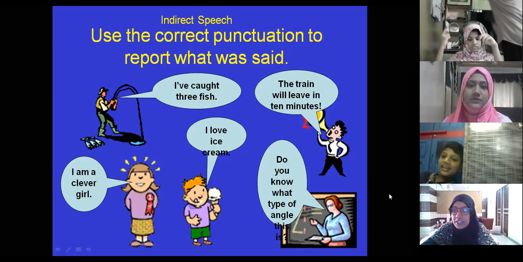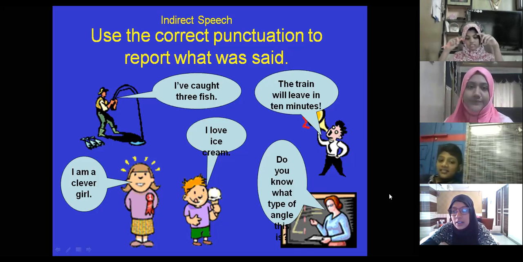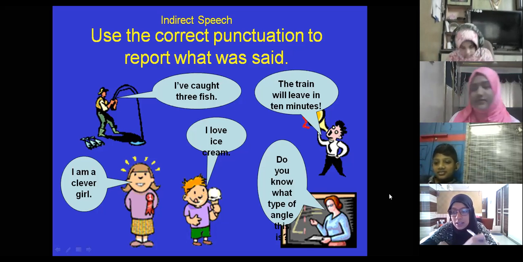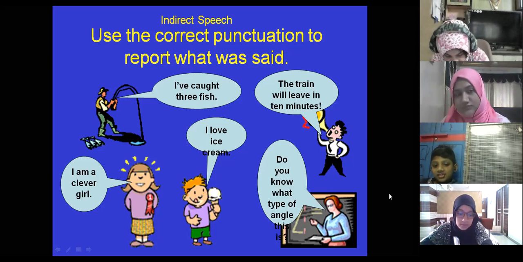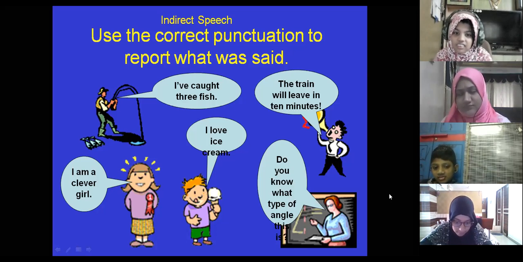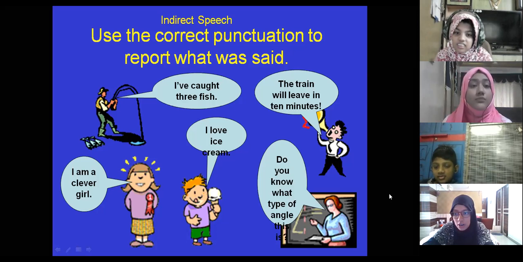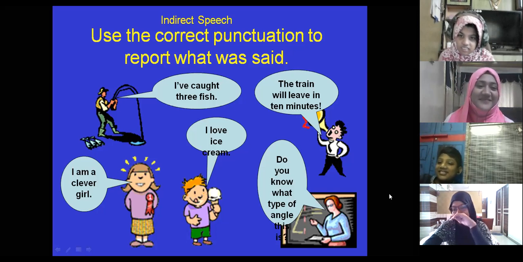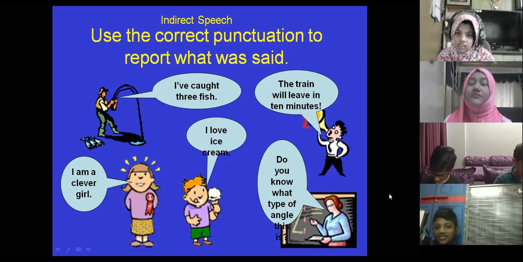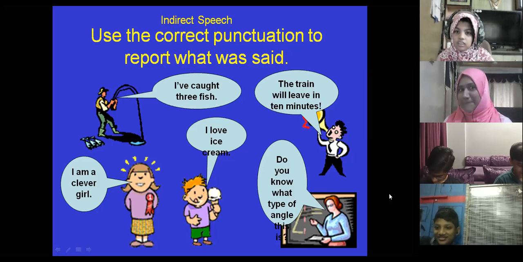Okay. Anybody else wants to give it a try? Ma'am, can I? Yes, Munib, go ahead. The teacher said, do you know what type of angle this is? Wrong. Mudabir, how? The teacher interrogated that. Did the students know what type of angle was that?